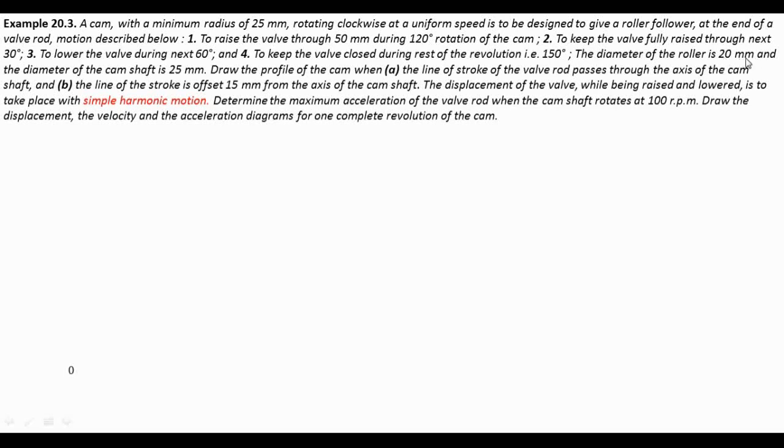So during the last lecture we discussed the knife-edge follower. So here we are going to deal with the roller follower, and the shaft diameter is 25 mm. Okay, draw the profile of the cam when the first case is the line of stroke of the valve passes through the axis of the cam. So this is the case of radial follower. And second case is the line of stroke of the valve is offset by 15 mm from the axis of camshaft. So this is the case of offset follower.